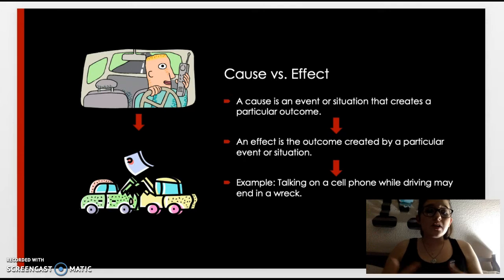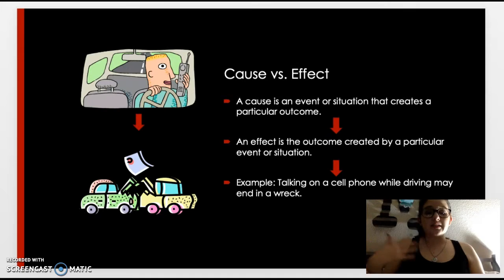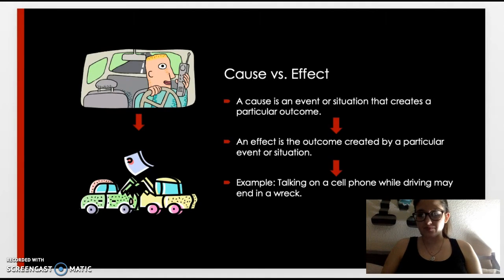A good example is if you talk on your cell phone while driving, you may end up in a wreck. And that's just kind of how some things go. If you don't study for your test, you probably wouldn't get a great grade. It's an equal amount for each. Unlike if you did study, you would do great on a test. It goes both ways, positive or negative.